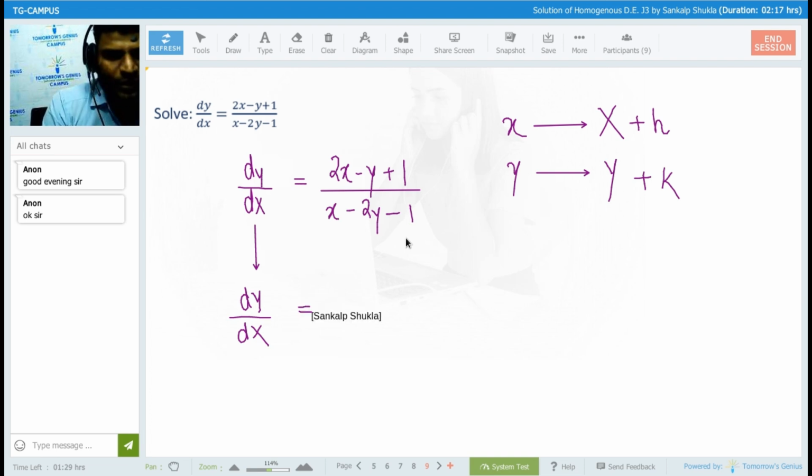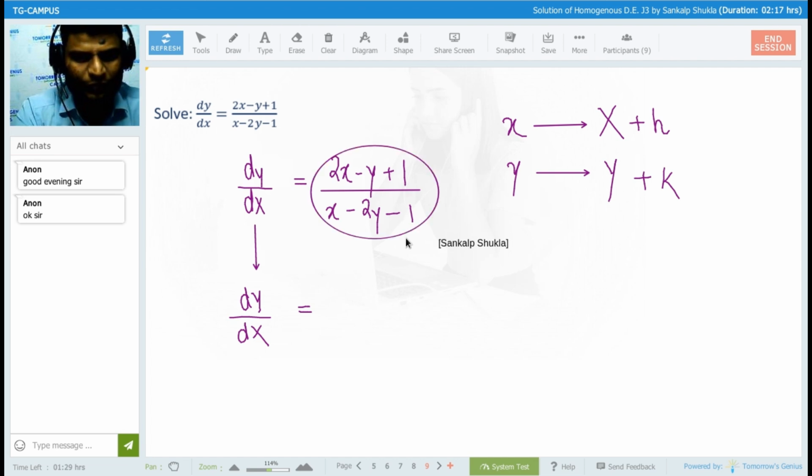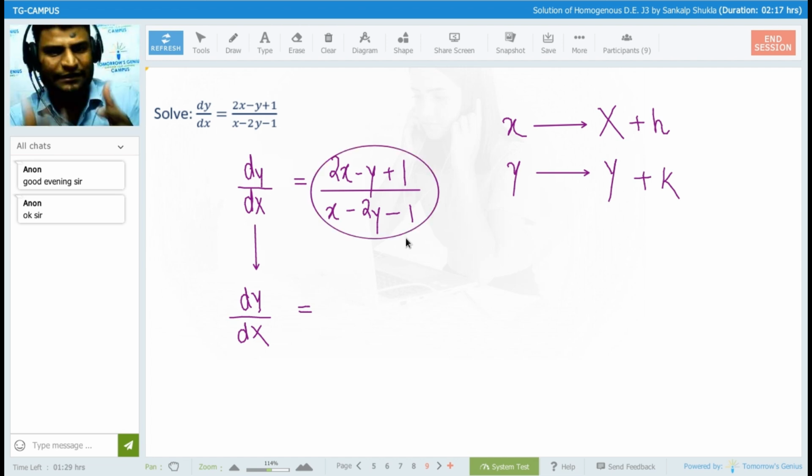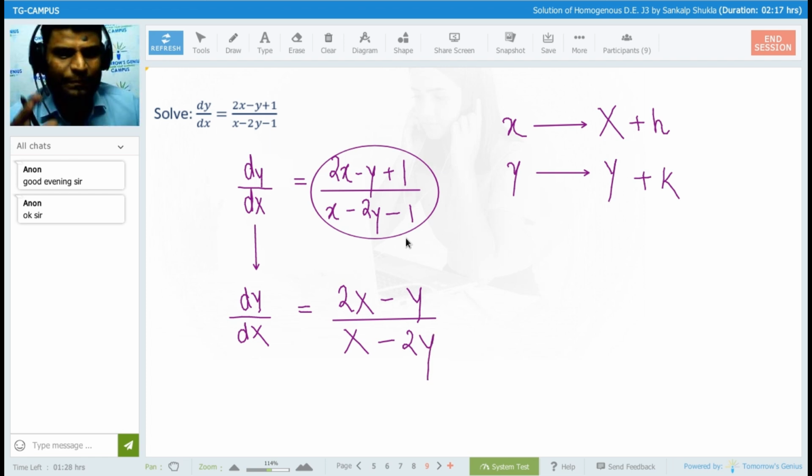Okay. Now what to write in this case? What will be there in this case? So I'll give you one trick. Just replace your x and y with capital X and capital Y. So this will become (2 capital X minus capital Y) divided by (capital X minus 2 capital Y). So just replace your small x and small y with capital X and capital Y.